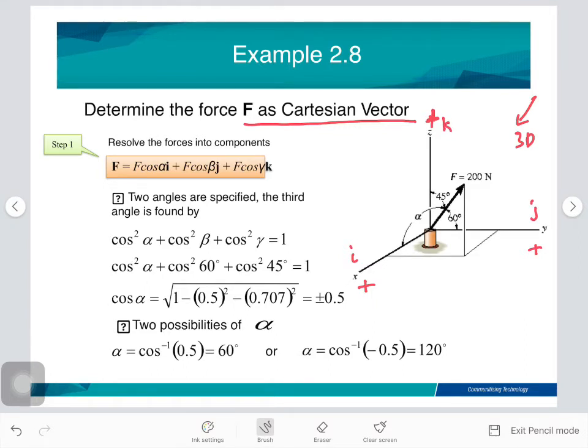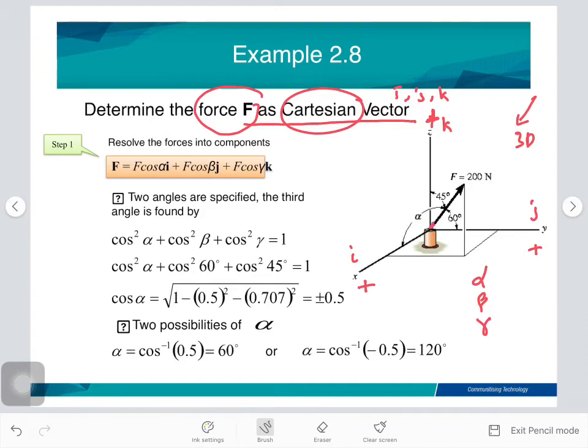So now the question asks us to resolve the force in Cartesian vector. So Cartesian means that you need to resolve into I, J and K. So we have the relationship here. Because the question gives us the alpha, beta and gamma, now you need to identify what is the value for alpha, what is the value for beta, and what is the value for gamma. So you must remember alpha is measured from where, beta is measured from where, and gamma is measured from where.